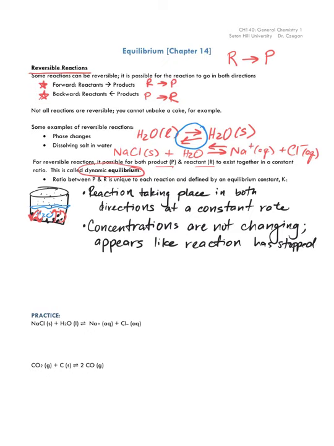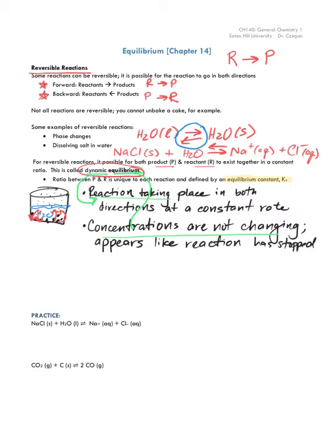And so these make up the two components of dynamic equilibrium. The reaction is taking place, that's the dynamic part. The equilibrium part is that the concentrations are not changing, so it looks like the reaction has stopped. All reactions at equilibrium are defined by something called an equilibrium constant, or Kc. Kc is a constant that is unique to each reaction.